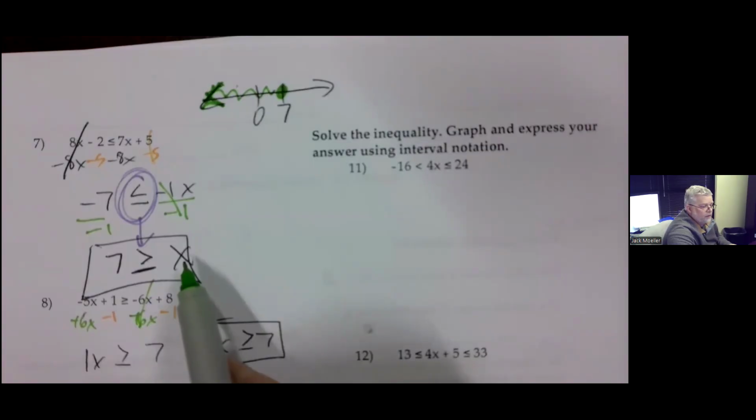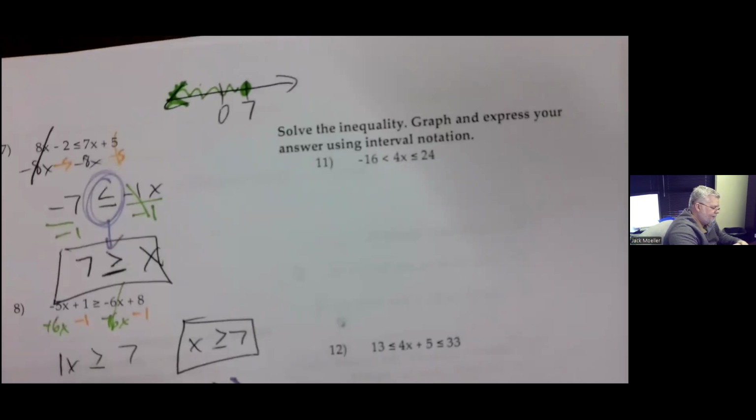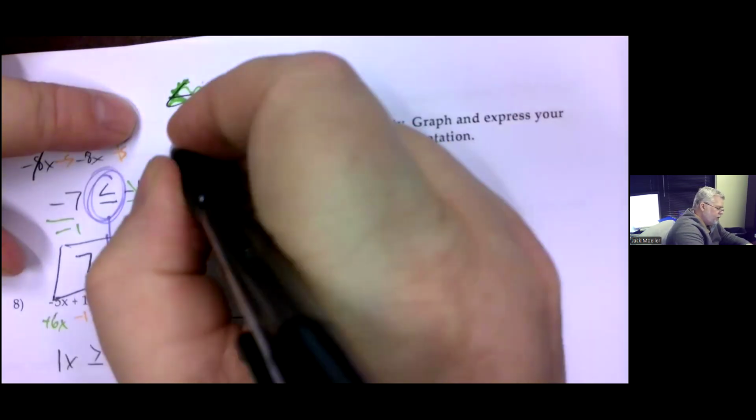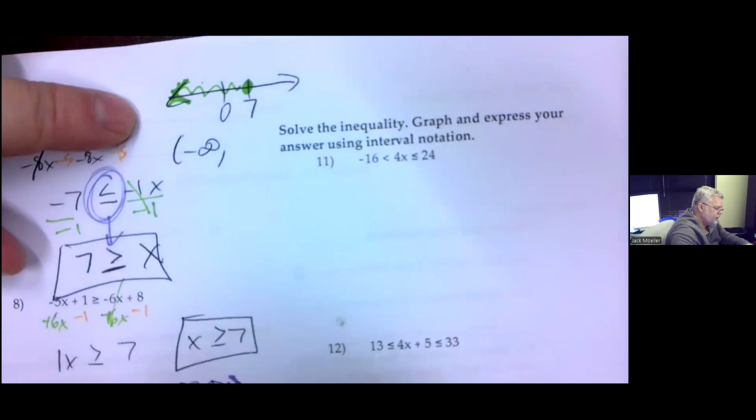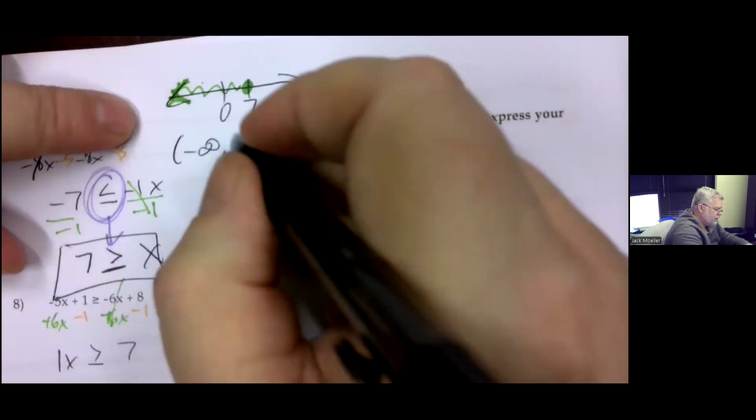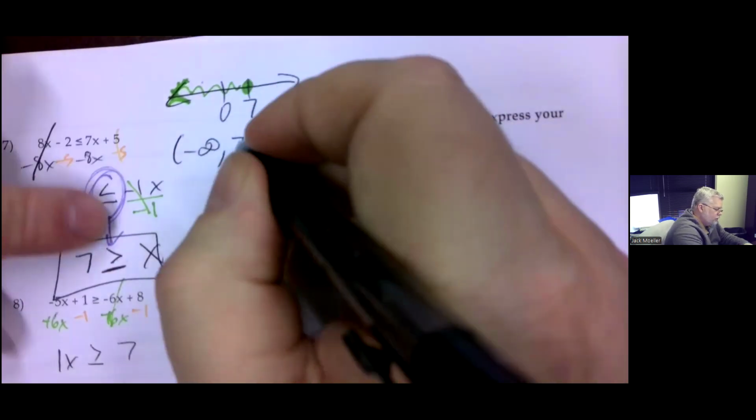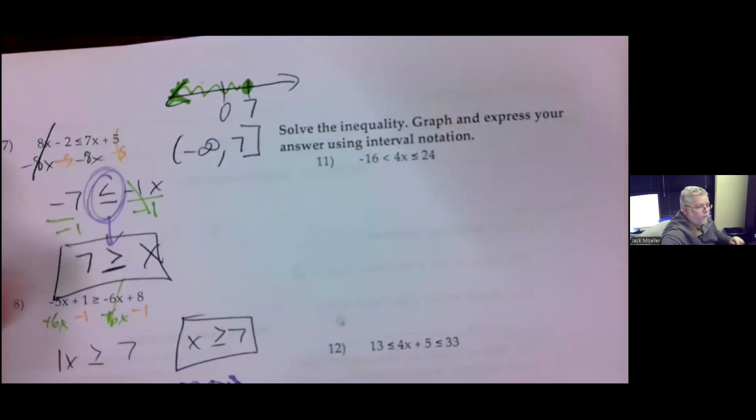Basically, if x is on the right, it's backwards from what you might initially think. That's why I recommend, in general, with linear inequalities, that if you get your x on the left, it's more straightforward to read it to get your direction. And then for the interval notation, we're going forever to the left. That's negative infinity with parentheses. It goes to 7, and there's an equals, so we use a bracket.